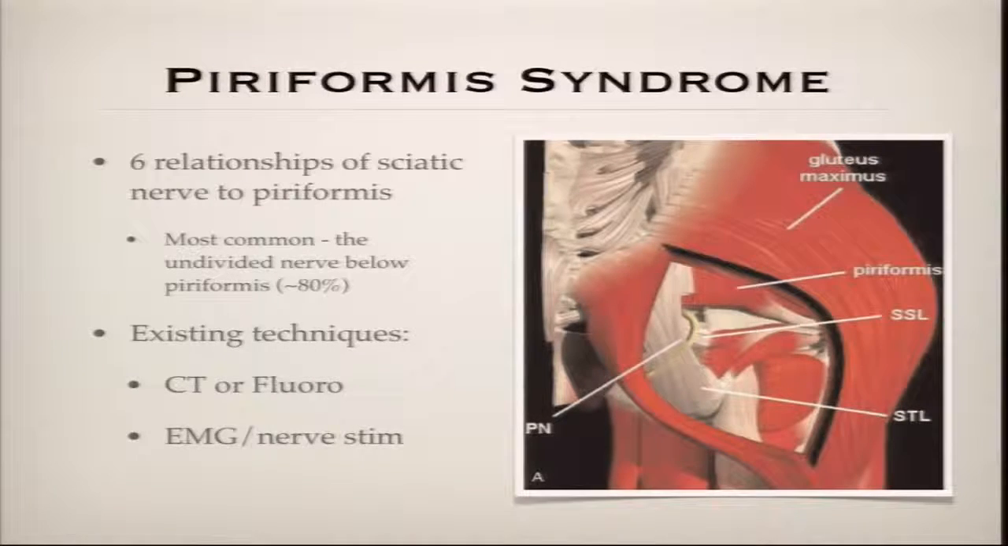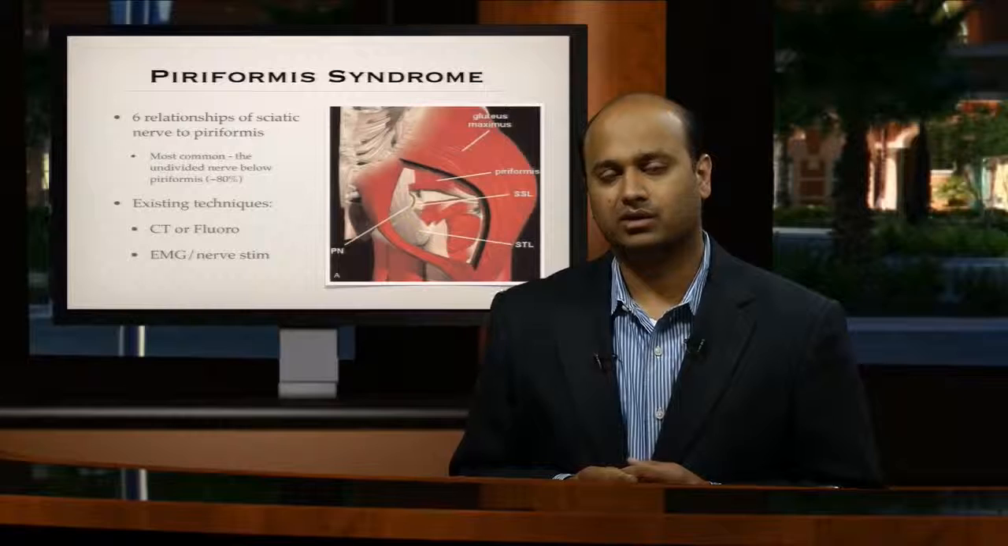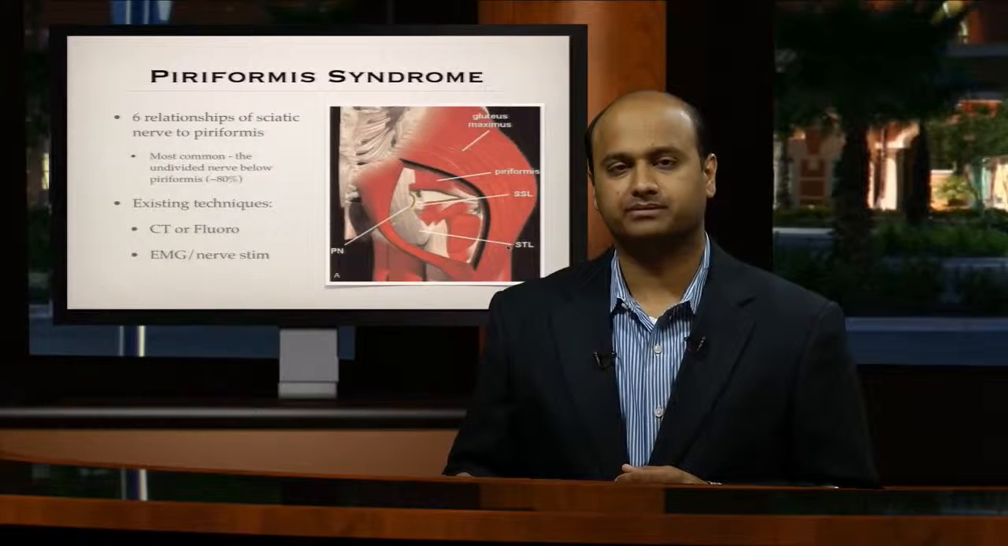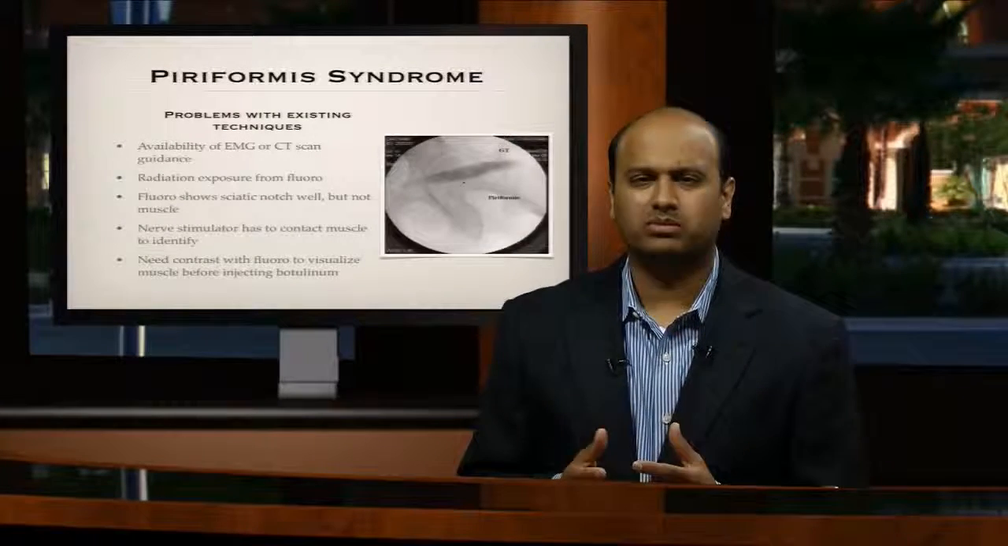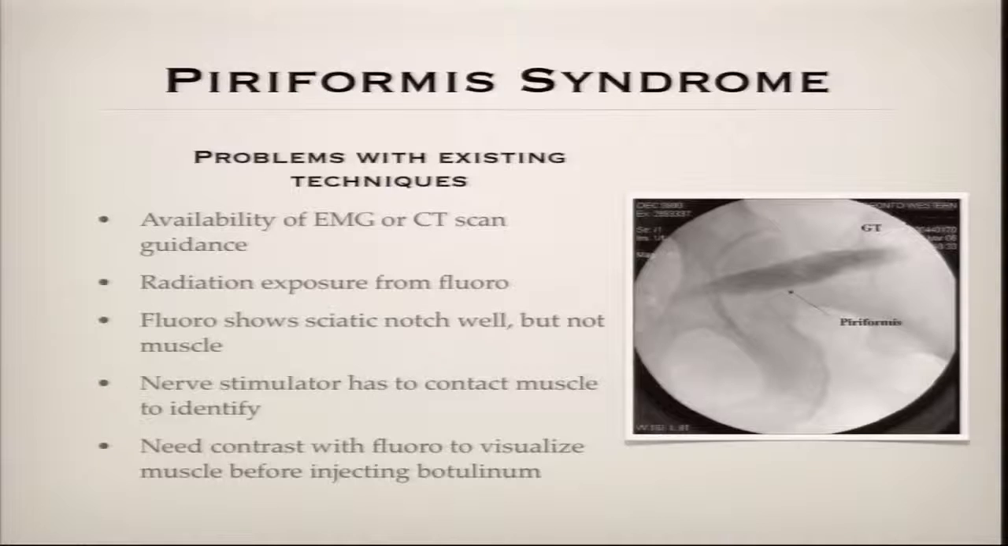The existing techniques use CT guidance or fluoroscopy, and sometimes can use EMG or nerve stimulation to try to localize the piriformis muscle itself. What are the problems with this? Well, first, the EMG and CT scan can be difficult to obtain. It involves different personnel in a different suite and often is not available routinely for outpatient procedures.